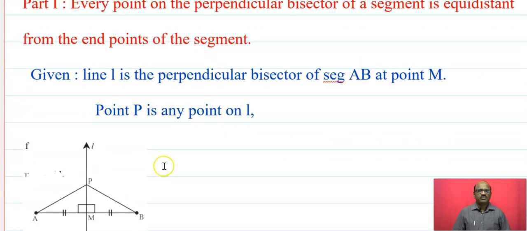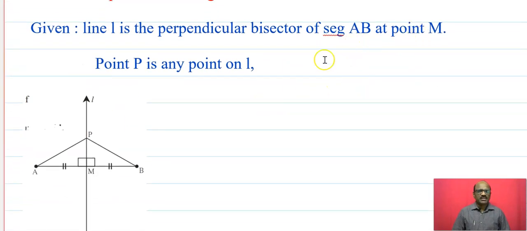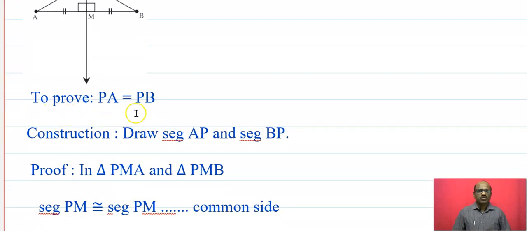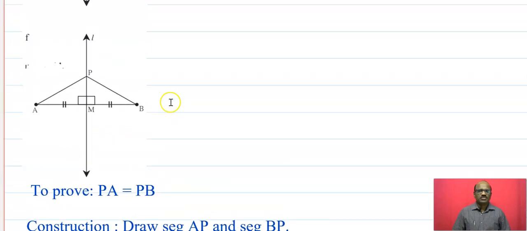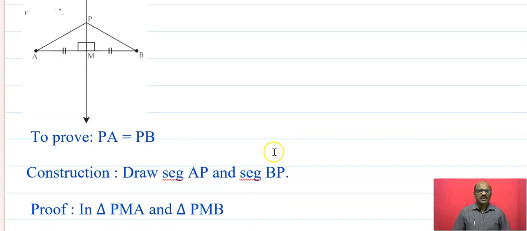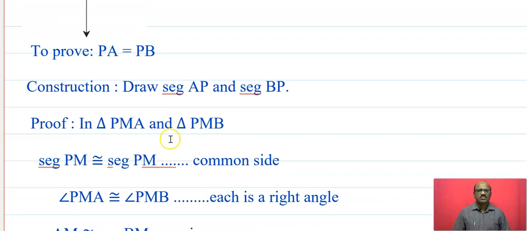Now let us prove this. Line L is the perpendicular bisector of segment AB at point M. Point P is any point on L, which is on the perpendicular bisector. Now we want to prove that PA is equal to PB, that is, P is equidistant from A and B. Construction: draw segments AP and BP. Join AP and BP.